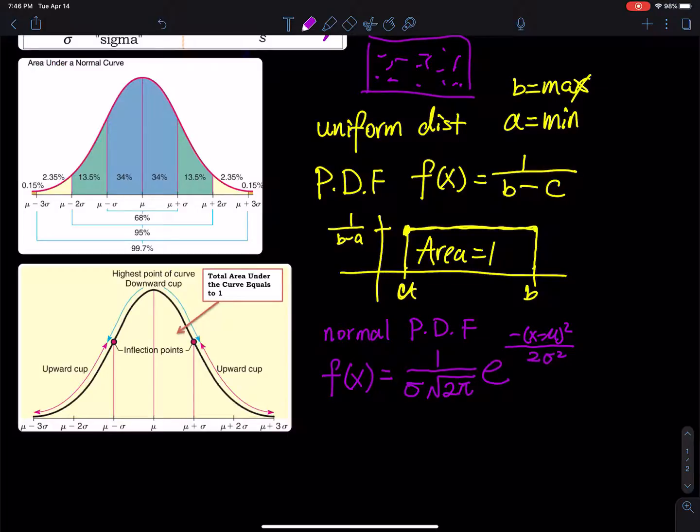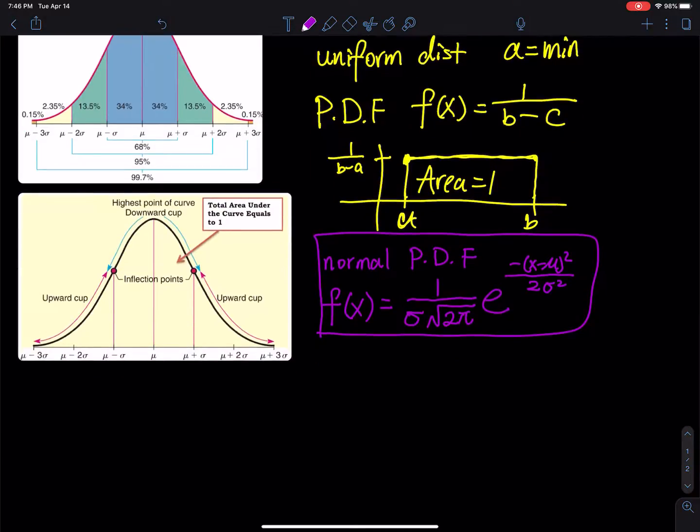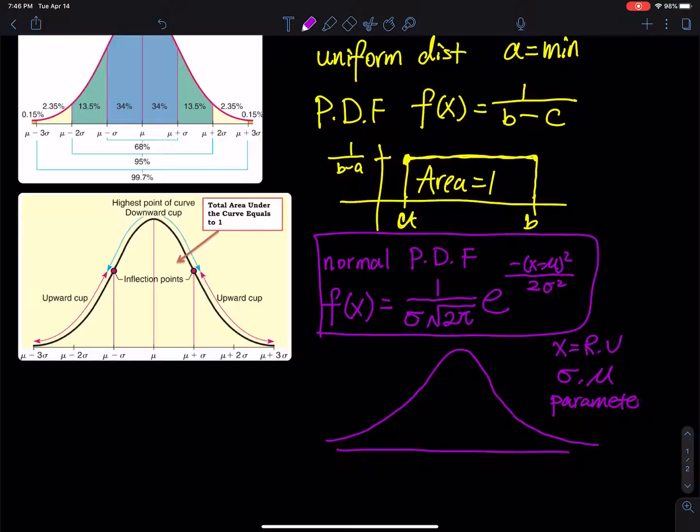What does that mean? That means if you graph this, what does the graph look like? The graph looks like a bell curve. So the graph of the super complicated function is a bell curve. And then what is x? X is a random variable. And then the sigma and the mu, they are called parameters. What is a parameter? Parameters are the sigma and the mu. They control the shape of this bell curve.